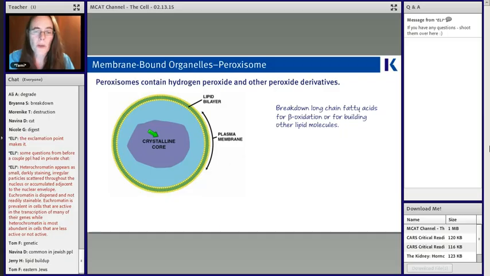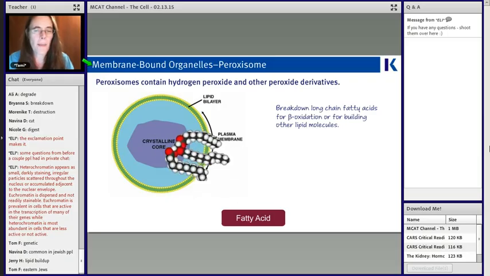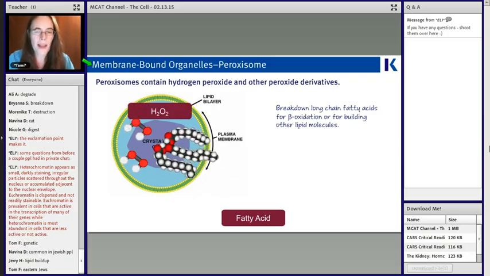So we have these nice fatty acid chains. What's going to happen to these fatty acid chains? They're going to come inside our peroxisome. And our peroxide, in this case hydrogen peroxide specifically being shown here, is going to come along and break this up. It's going to do beta oxidation. We know hydrogen peroxide can oxidize.